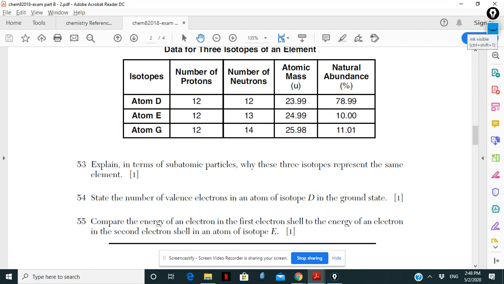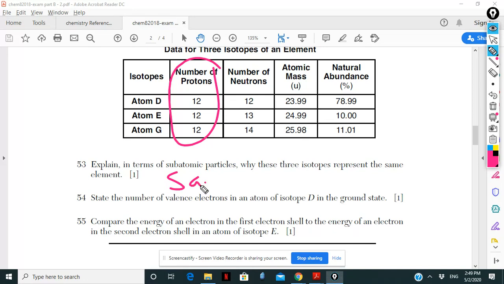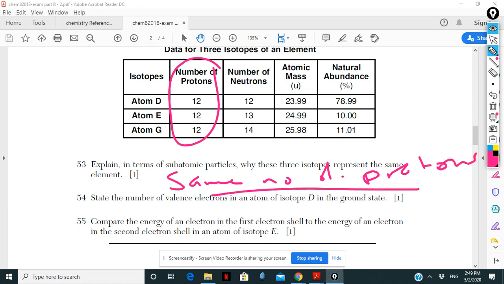Explain in terms of subatomic particles why the 3 isotopes represent the same element. So because they have the same number of protons. They have the same number of protons, and the number of protons is the ID for the element.